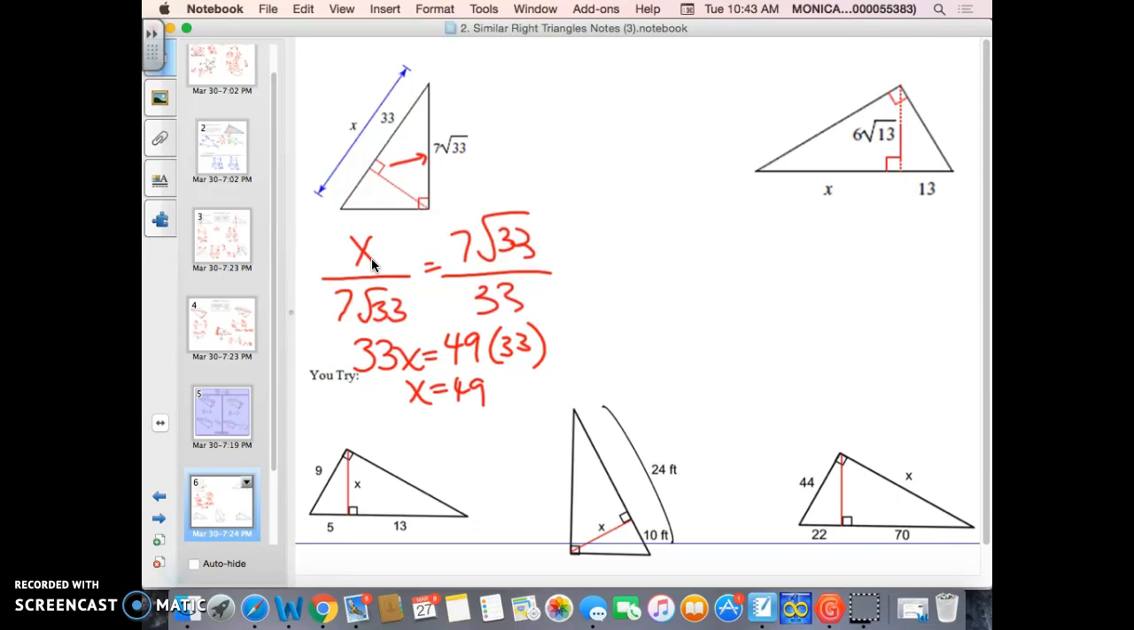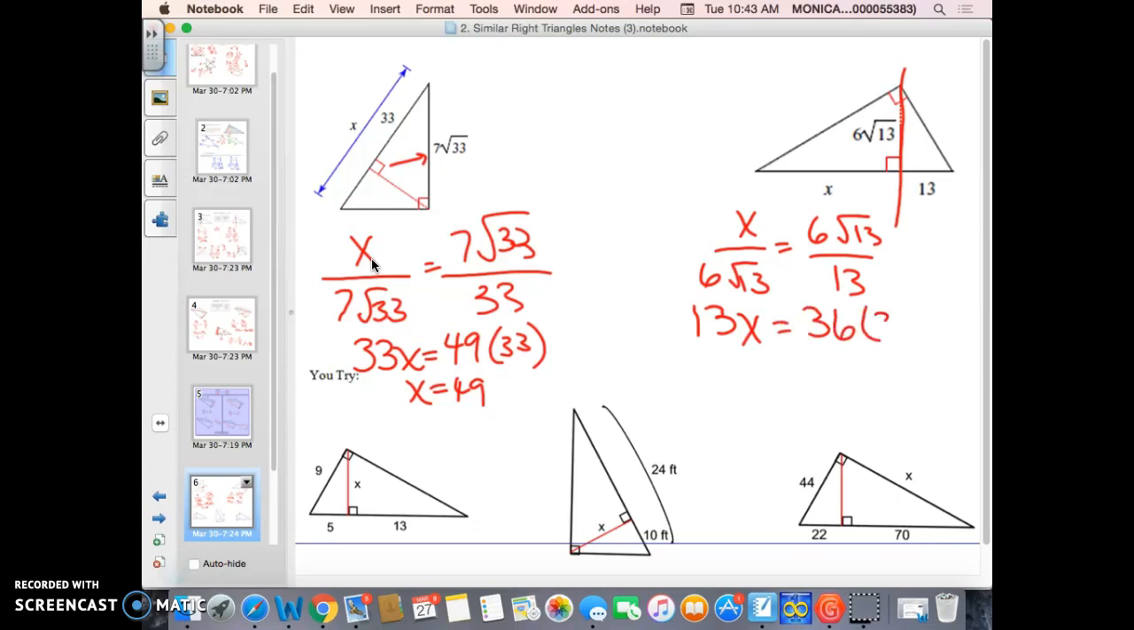Okay, and over here, I notice that I have an altitude, and I'm looking for this side over here. So this is going to be x over 6 square roots of 13 equals 6 square roots of 13 over 13. When I cross multiply, I get 13x, and that's going to equal 36 times 13, because the square root of 13 times the square root of 13 is just 13. And so in this case, x is going to equal 36.